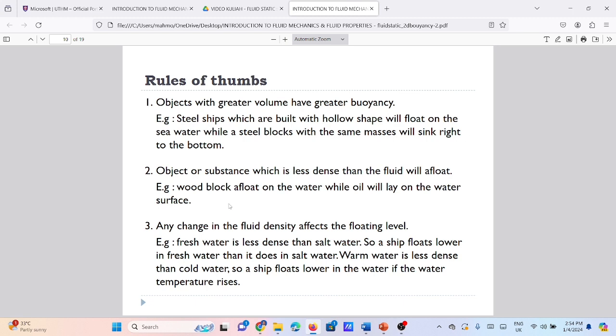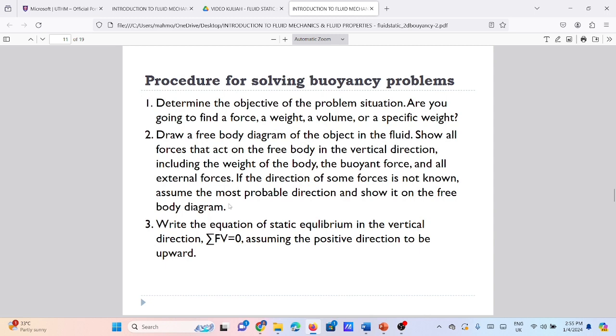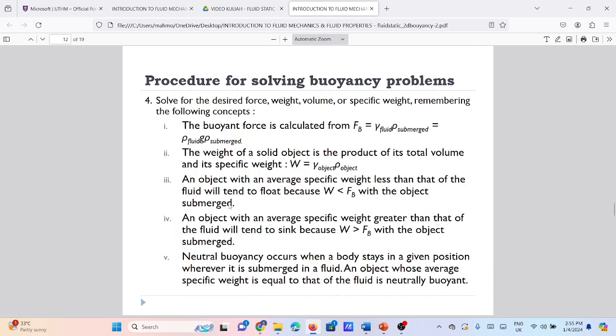For example, a wood block floats on the water while oil will lay on the water surface. And lastly, any change in the floating level: for example, fresh water is less dense than salt water, so a ship floats lower in fresh water than it does in salt water. Warm water is less dense than cool water, so a ship floats lower in the water if the water temperature rises. So this is a procedure for how to solve the buoyancy problem.